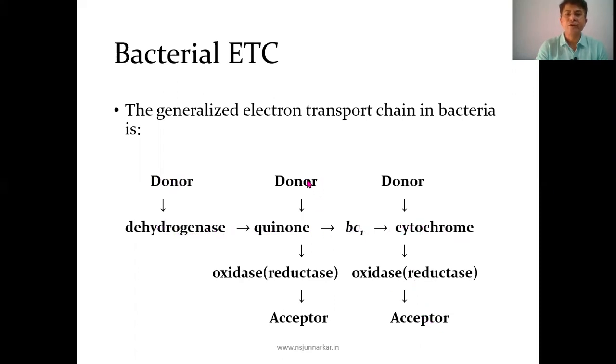So the electrons can be pumped at various locations from the electron donor depending on their reduction potential value. So one electron donor can give electron to quinone, and which in turn gives electron to the oxidase complex, okay, which in turn then gives electrons to the terminal electron acceptor.